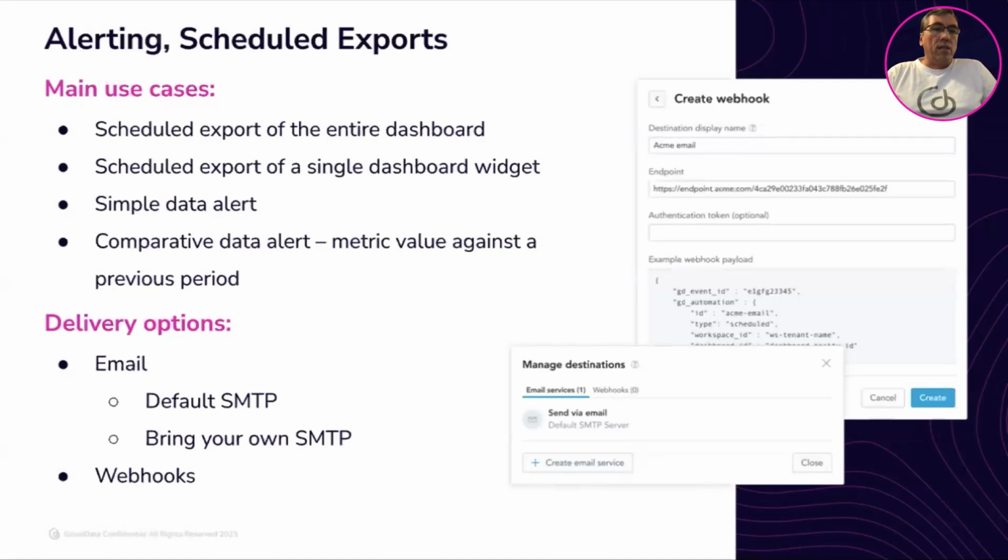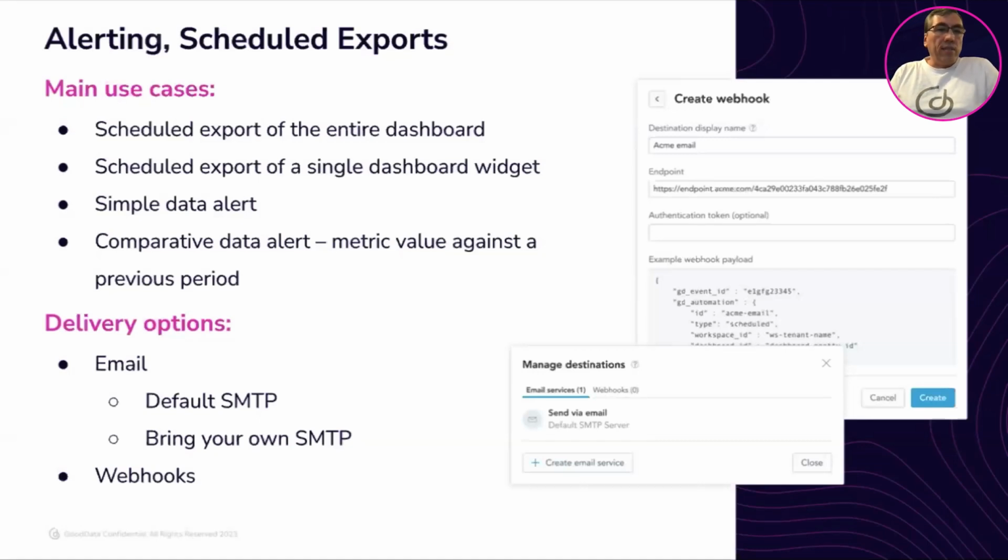The second use case is scheduled export of a single dashboard widget, which may contain some visualization or table. This exports the data of such visualization into a CSV file or Excel format. And this data can then be analyzed further in Excel, a third-party BI tool, or imported, for example, into some marketing tool to create a campaign and use data extracted from GoodData as a distribution list.